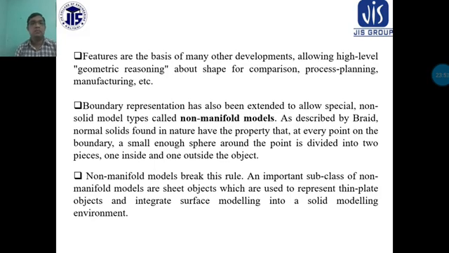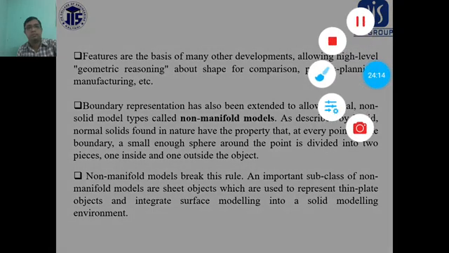The features are the basis of many other developments, allowing high level geometric reasoning, that means reasoning about shape at a high level, for comparison, process planning, manufacturing, etc.